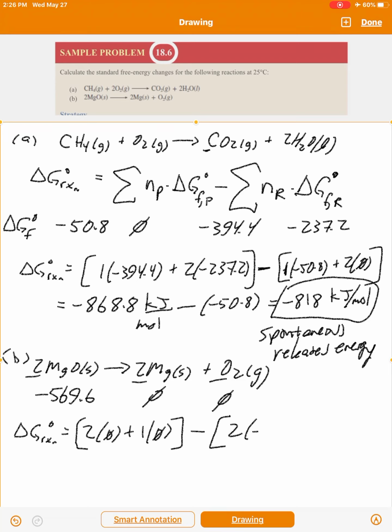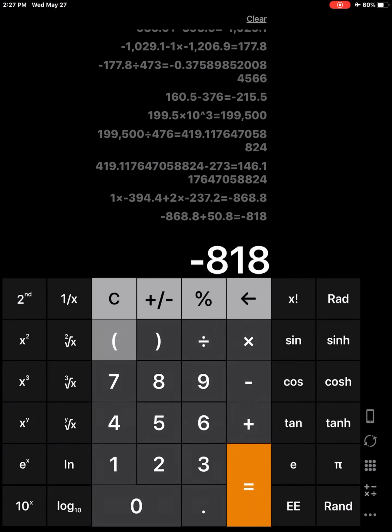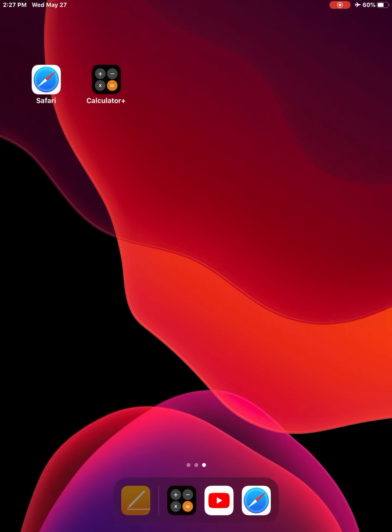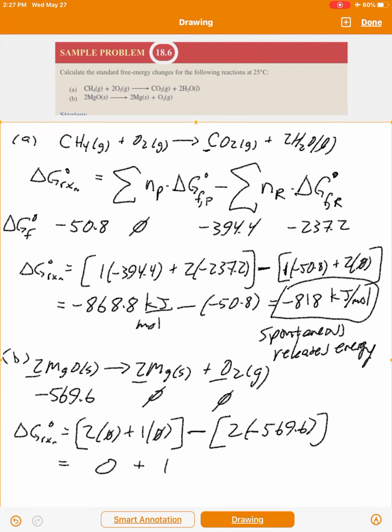2 times minus 569.6. This one's a little tricky only in the sense of the signs. This is 0 minus a minus, or plus. Okay, so 569.6 times 2, and you get 1139.2. Okay. Well, that's 1139.2 plus kilojoules per mole. In other words, this is non-spontaneous at this temperature.